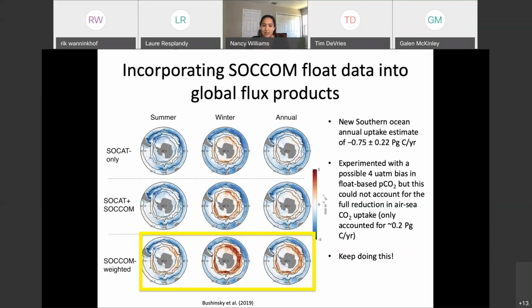I'm excited to see that we're starting to incorporate the SOCCOM data into these kinds of estimates, and I hope that we can keep doing that. So I think that's all I have, and I'll take questions.